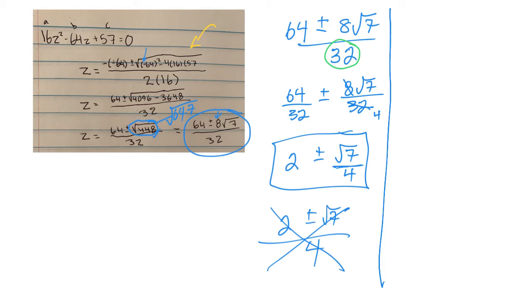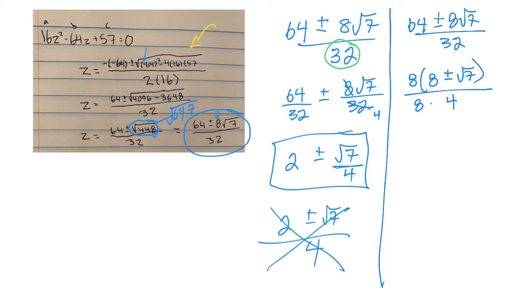Another way you could do it is if I had 64 plus or minus 8 root 7 over 32. I see 8 will go into everything. So in the top, I factor out an 8. That'll leave me with 8 plus or minus root 7. And then on the bottom, you factor the 32 into 8 times 4. And then the 8's cancel. So your final answer there would be 8 plus or minus root 7 all over 4.